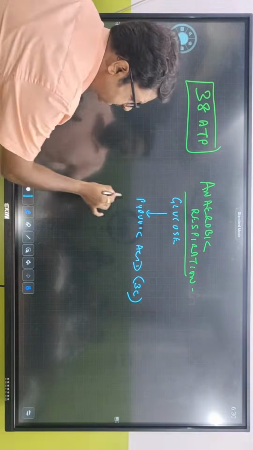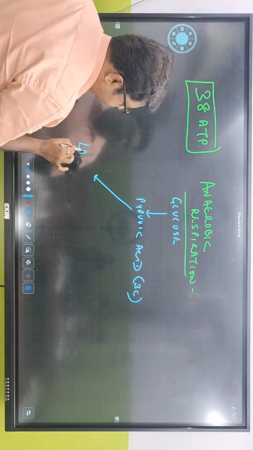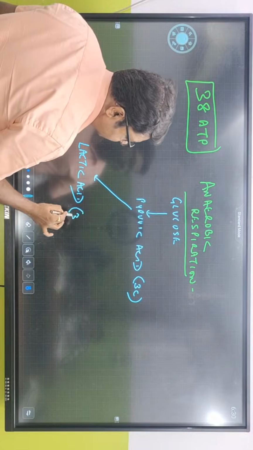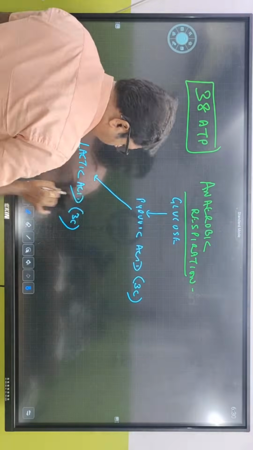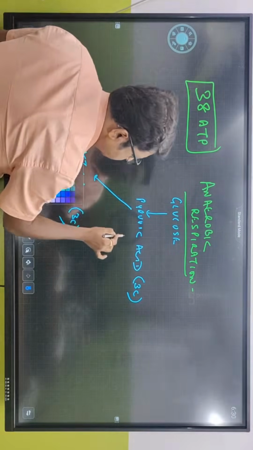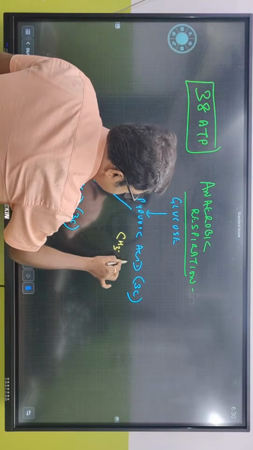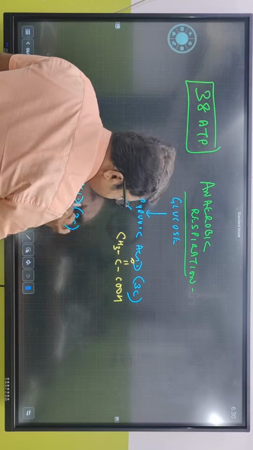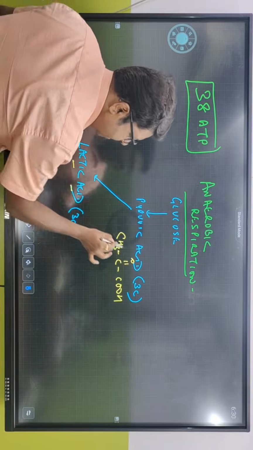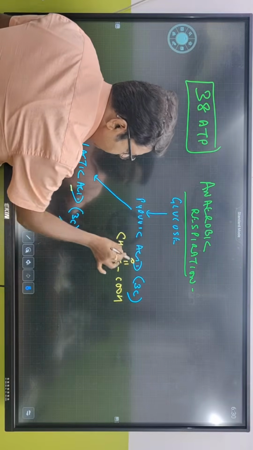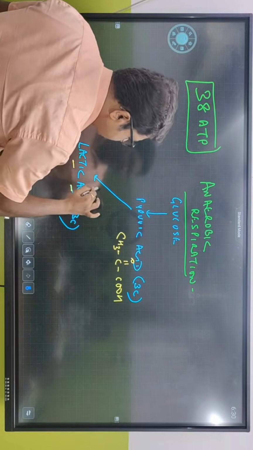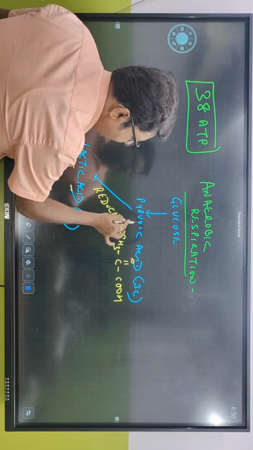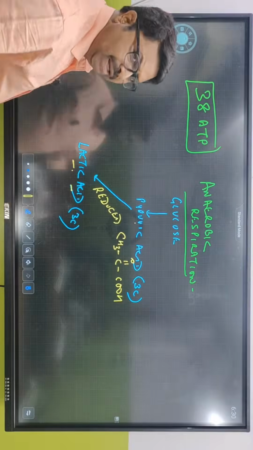You see, from pyruvic acid, if it forms into lactic acid. How many carbons does lactic acid have? 3 carbons. Now tell me, what is the structure of pyruvic acid? It is CH3, C double bond O and C double bond OH. This is pyruvic acid. And what is this? Lactic acid. What will be in lactic acid? Here there will be OH, an alcohol group will come. That means what has occurred over here? Pyruvic acid has been reduced to give rise to lactic acid.